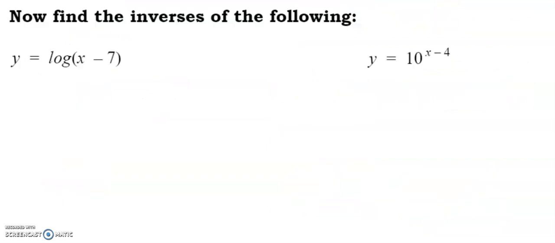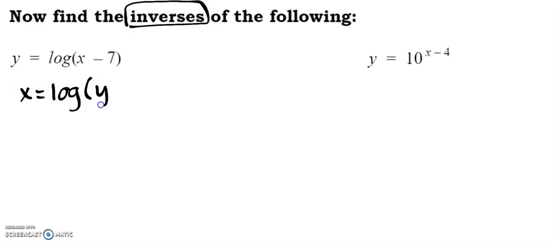All right, so these ones are a little bit more challenging just because they have the adjustments within the graphs. So for instance, this one would have been shifted to the right 7, this one would have been shifted to the right 4, but we're still going to use our same properties to find the inverses. So to start to find an inverse, we're going to switch our x and our y. And now I need to do some work to get y by itself.